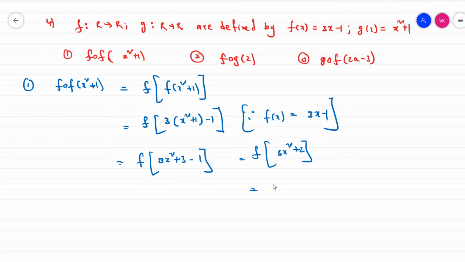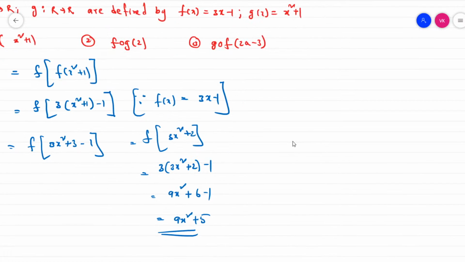Now again we have to apply the f function. That means 3 of 3x square plus 2 minus 1. We will get 9x square plus 6 minus 1. Finally we get 9x square plus 5. This is the first one. And let's go for the second one. The second one is given as f circle g of 2.